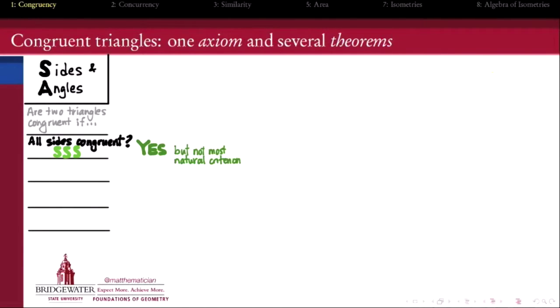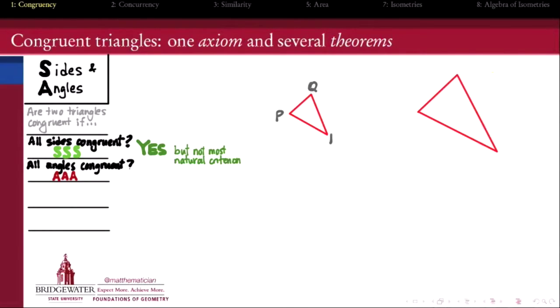So if that's the case for 3 sides, what about 3 angles? If I have a triangle whose angles are exactly the same as another triangle, are those 2 triangles guaranteed to be congruent? Let's try it. Here are a pair of triangles that are built out of the same angle measures. Angle P is the same measure as angle S, so those angles are congruent. The angles Q and T are congruent, and the angles at R and U are congruent. So the angles are all the same.